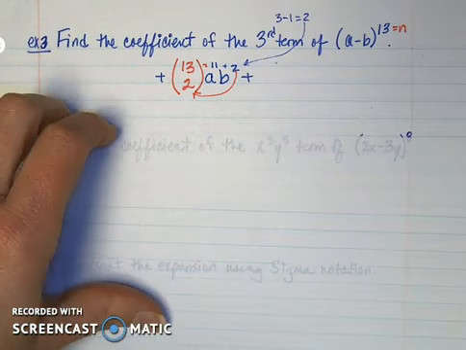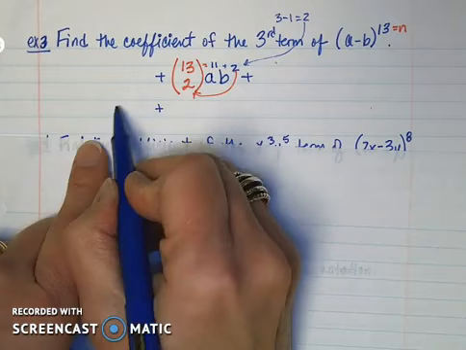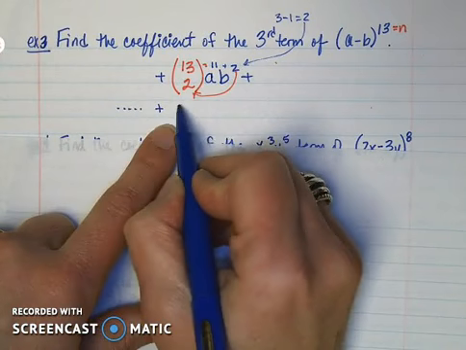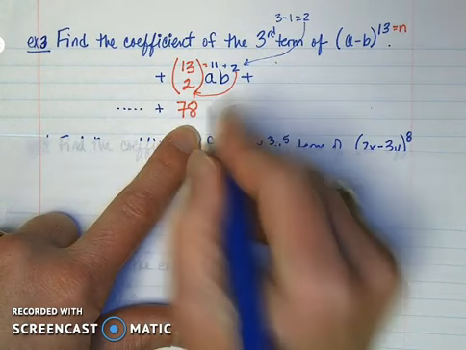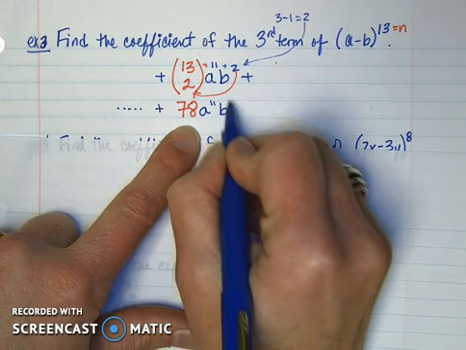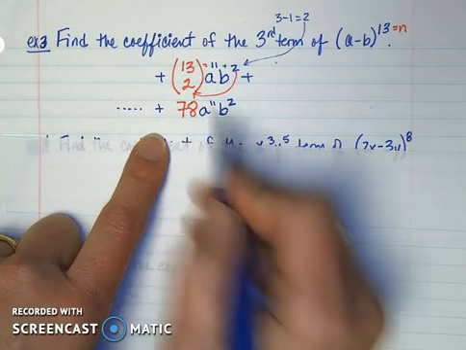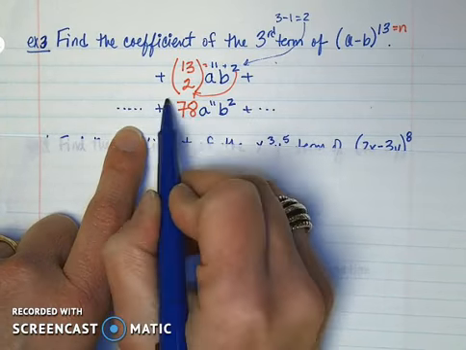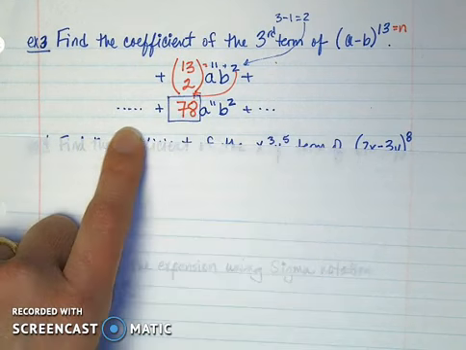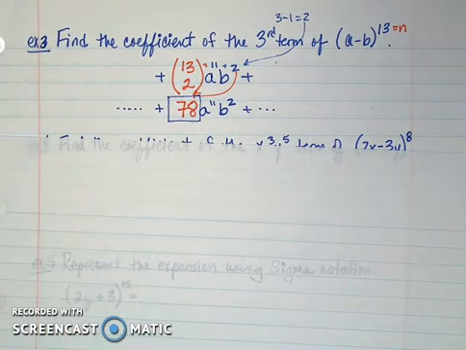So that means that the coefficient, I've got all these other terms here. This is going to be 78 a to the 11th b squared. But the coefficient, and I'm going to have other terms over here, but what I want is the 78. I only wanted the coefficient for the third term.